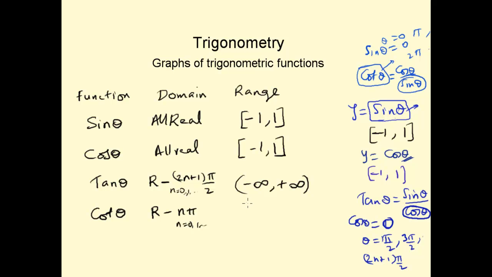And what is the range of cotangent theta? It's just like tangent theta. It's minus infinity to plus infinity. Same brackets here.